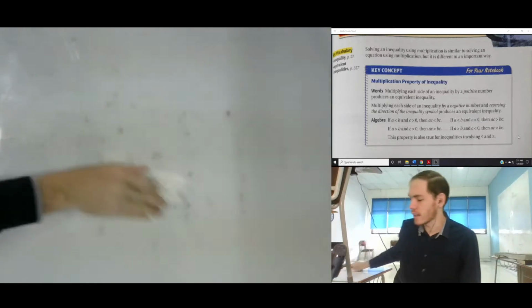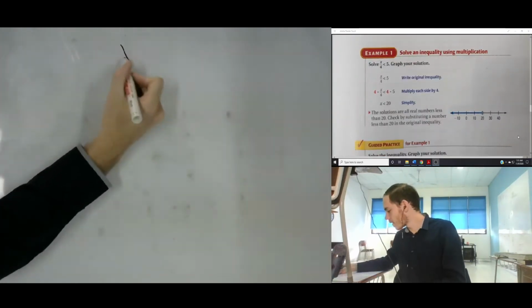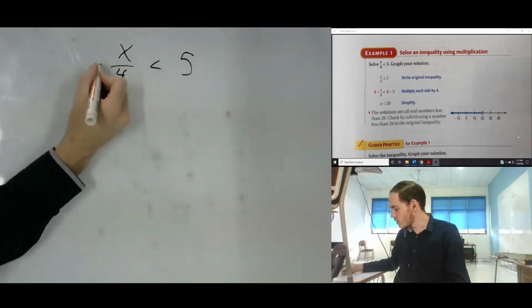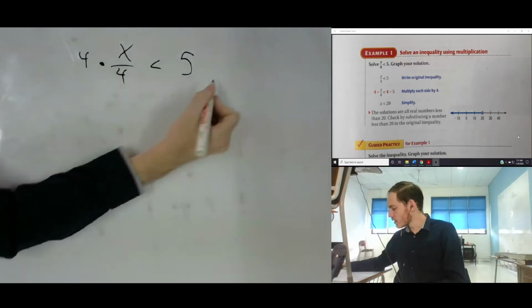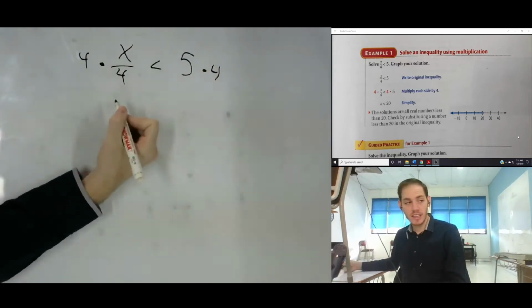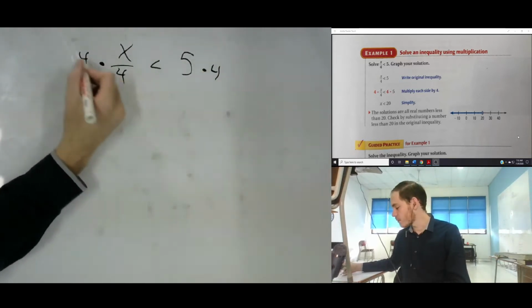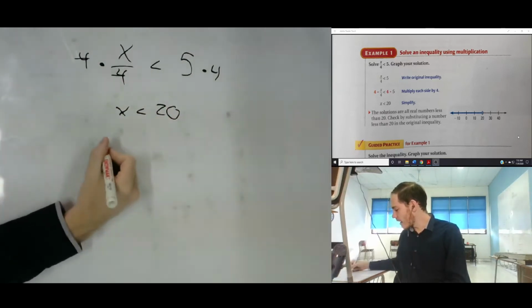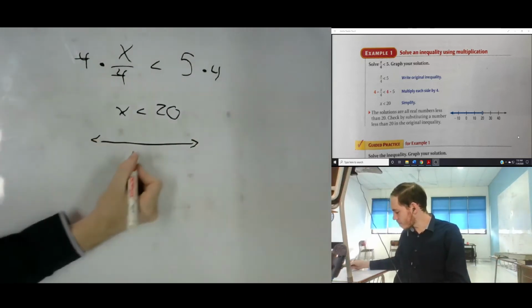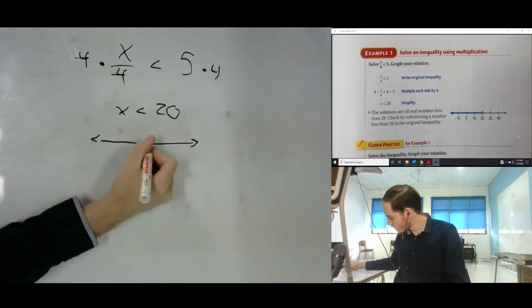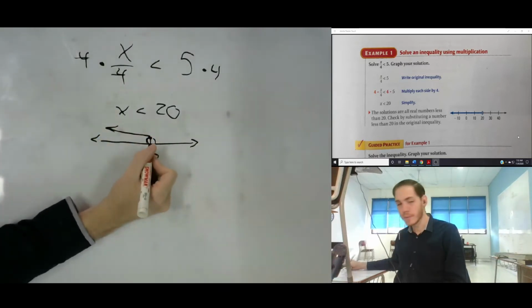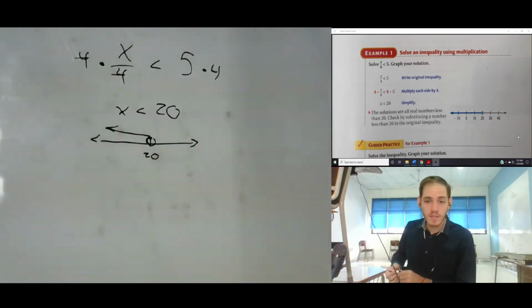Let's look at some examples. x over 4 is less than 5. You multiply both sides by 4. Now, are we multiplying by a positive? Yes. So the sign stays the same. So the 4's cancel, and x is less than 20. And graphing that is simple. You put 20 here, put x here, and it's an open circle to the left.